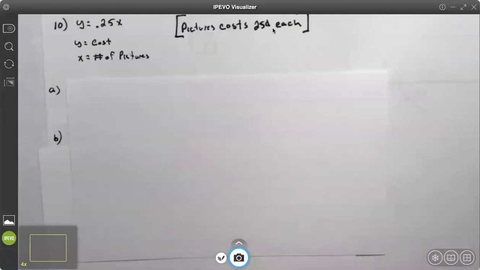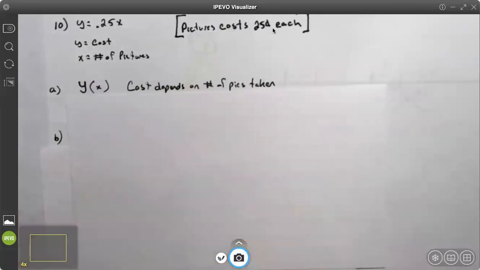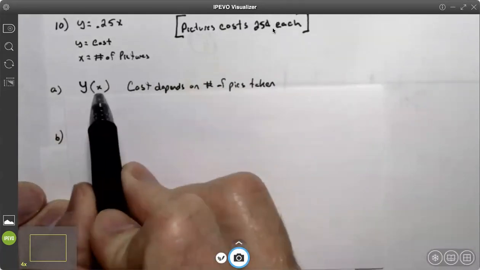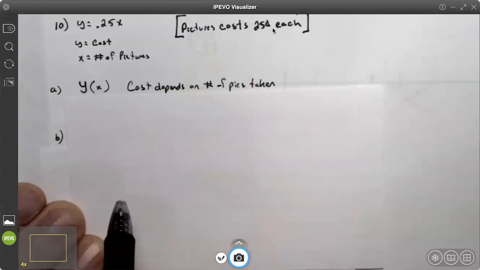All right, the first thing for you to do for A, write this in function notation. Figure out which is dependent, which is independent, what depends on what, what is a function of what, and write that in function notation. So you could have written y is a function of x. The cost depends on the number of pictures taken. The cost is a function of how many pictures were taken. So there's function notation. Your independent variable, x, is the number of pictures taken. Your dependent variable, y, is the cost. How much it costs depends on how many pictures you take.